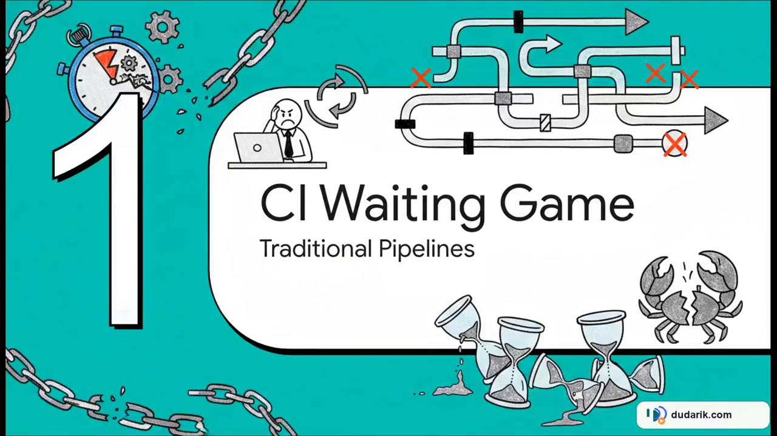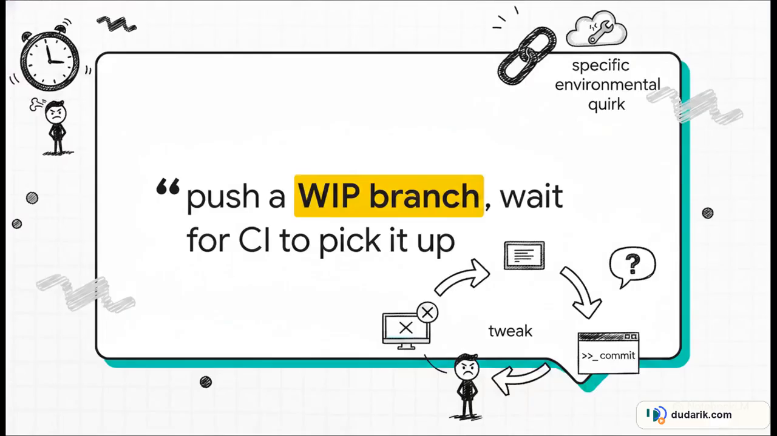Section 1, the CI waiting game, and the real problem with traditional pipelines. The Crabbox documentation perfectly captures this universal developer frustration. Seriously, we've all been there, right? You find out a test only fails remotely because of some bizarre environmental quirk. So you make a tiny tweak, commit with a message like, fix test again, and you wait another 10 minutes. It is a massive, massive drain on your productivity.